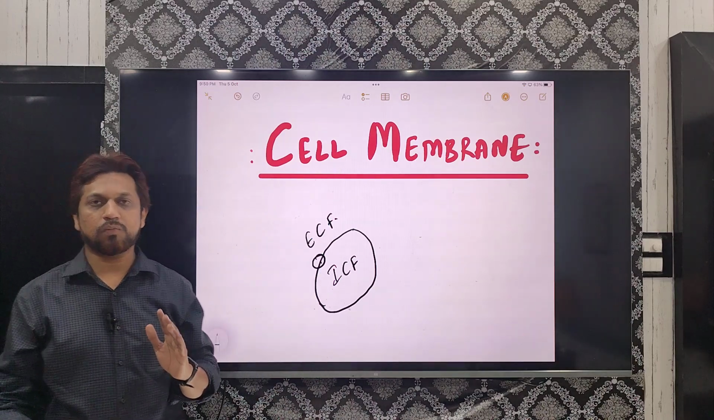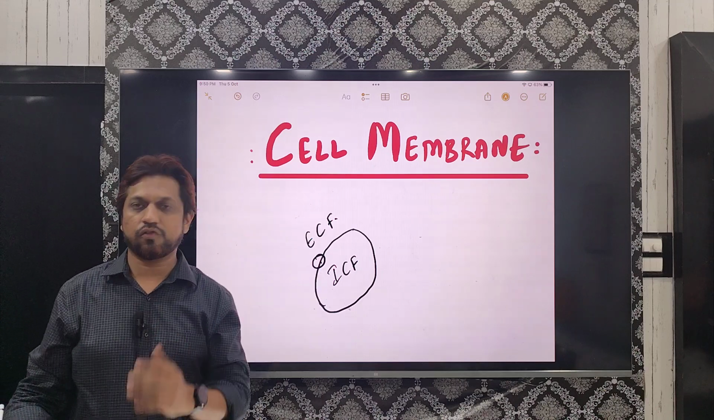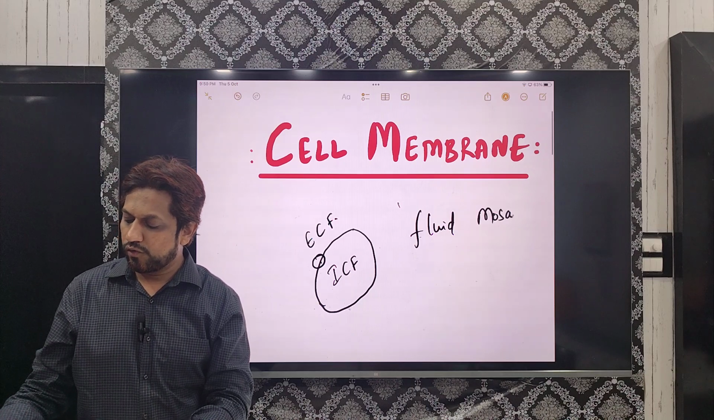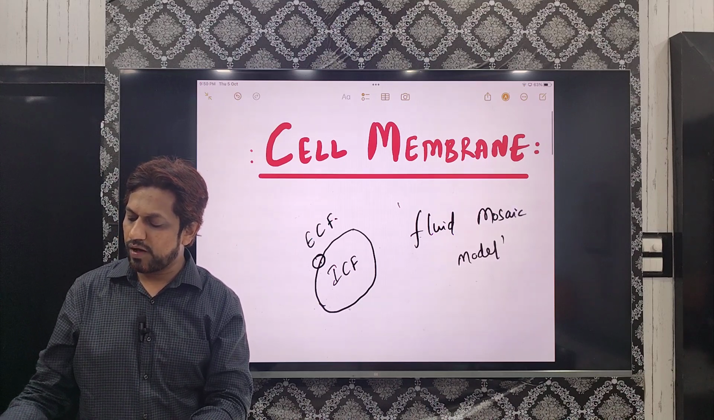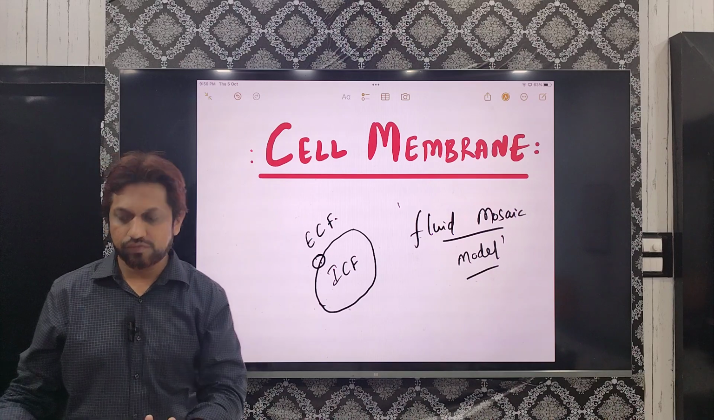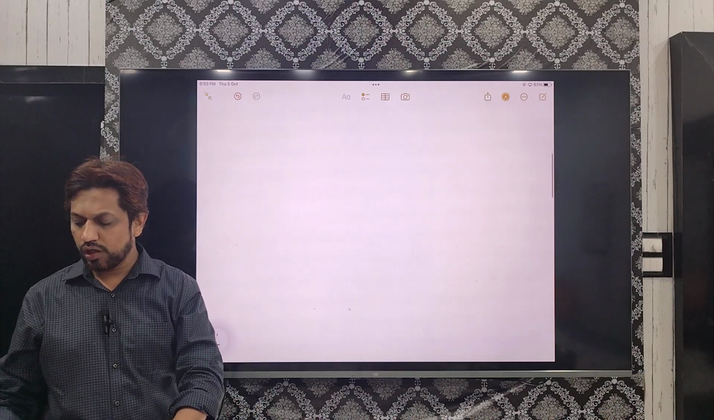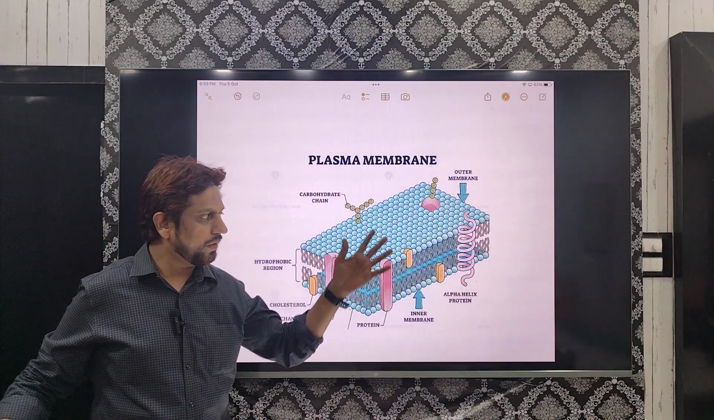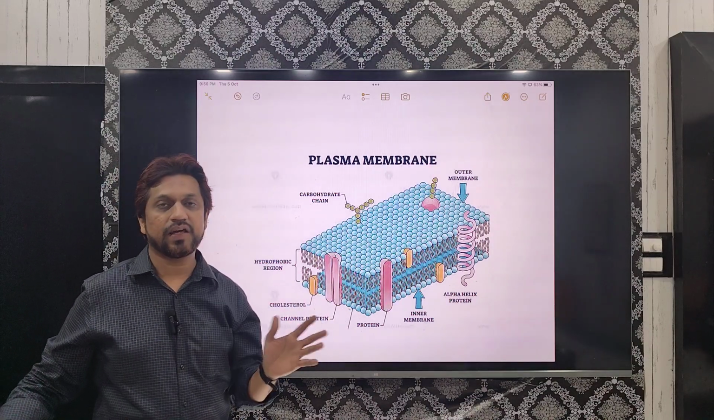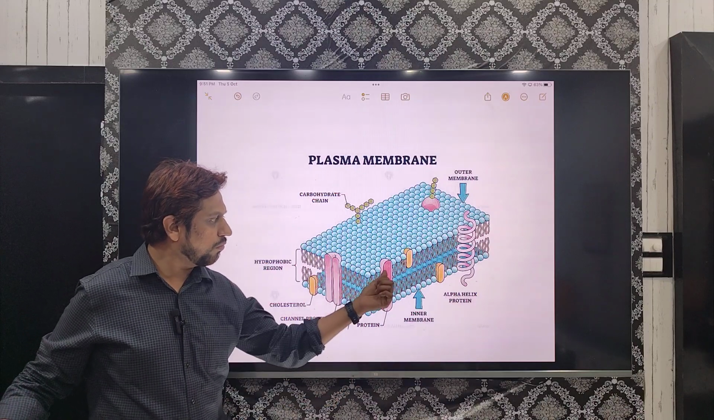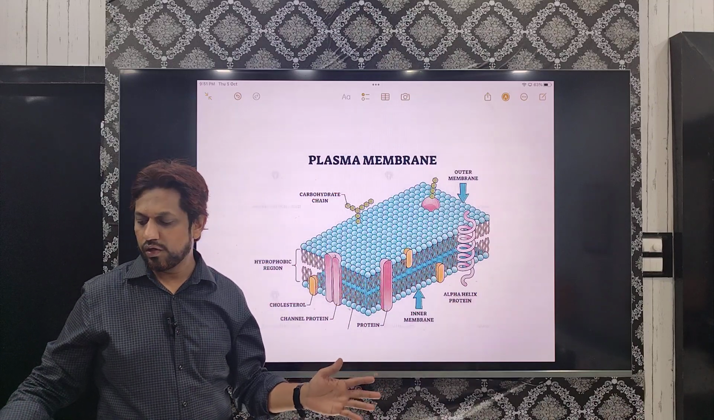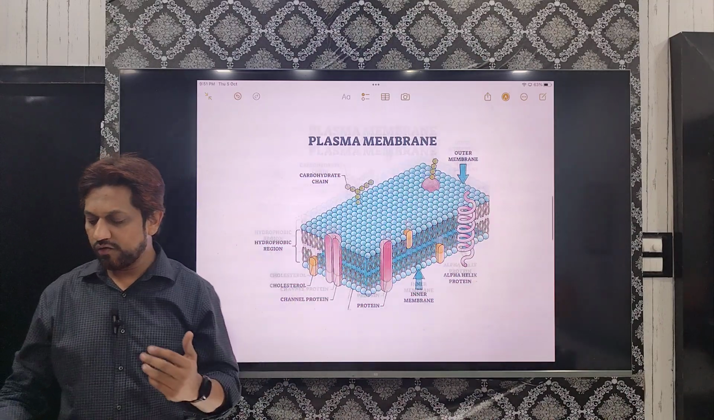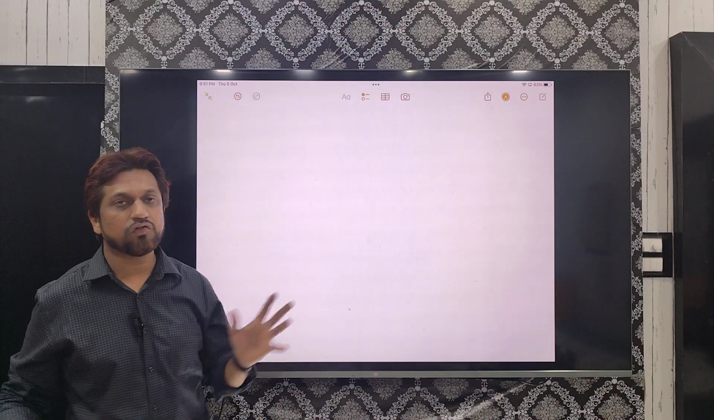The most common model proposed to describe the structure of the cell membrane is the fluid mosaic model, proposed by Singer and Nicolson in the year 1972. According to this model, the cell membrane is a double layered lipid structure, that is, a lipid bilayer in which protein molecules are embedded. We will discuss the structure of the cell membrane in detail, and simultaneously the functions of the individual components.